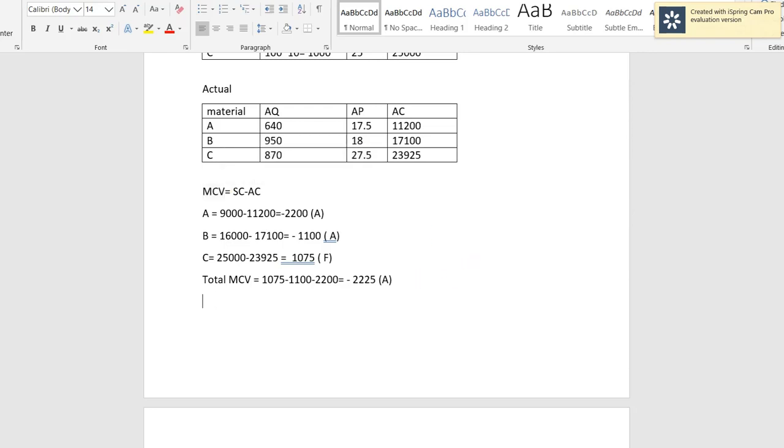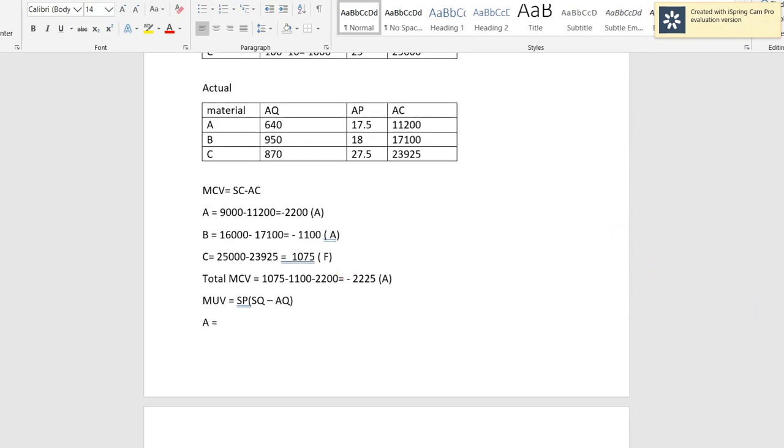Next is material usage variance. Material usage variance is equal to standard price into standard quantity minus actual quantity. The same way we are going to solve for each one material. Material A is equal to, what is the standard price of material A? You can look at the table here.